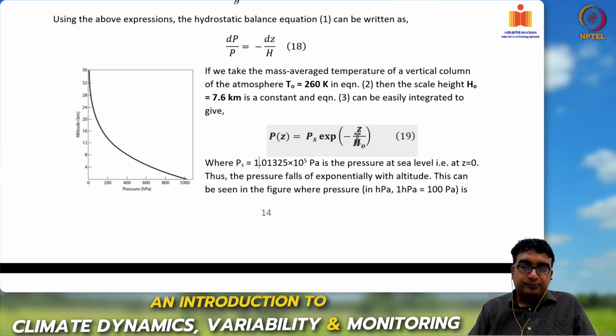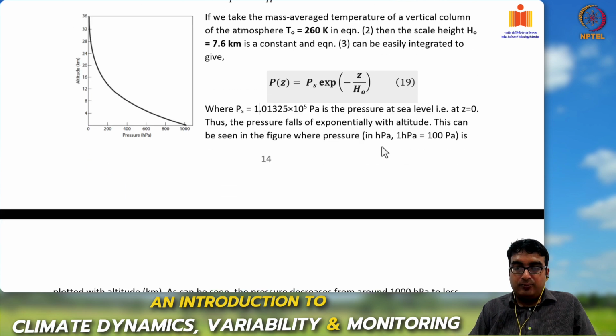Okay. So what you get out of this is, you can plot this expression here, and this has been plotted here in terms of altitude. Here pressure is in hectopascals, which is 100 pascals. So here pressure is expressed in units of 100 pascals on the x-axis, and the altitude is in kilometers. And you can see the pressure is an exponentially decaying function with altitude, as you would expect from this relation of P equals P at sea level into exponential minus Z by the average scale height H0.